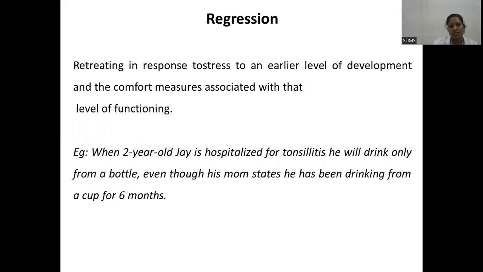Regression: retreating in response to stress to an earlier level of development and the comfort measures associated with that level of functioning. Example: when 2-year-old Jay is hospitalized for tonsillitis, he will drink only from a bottle, even though his mom states he has been drinking from a cup for 6 months.